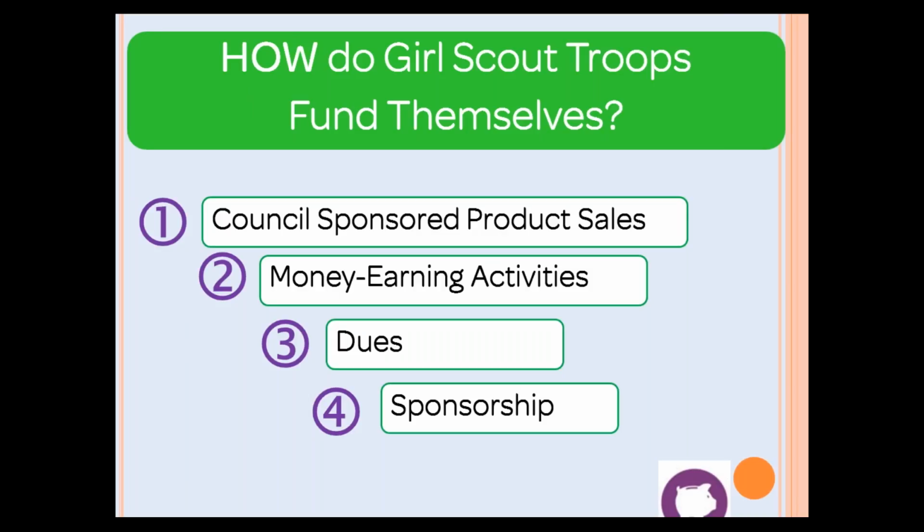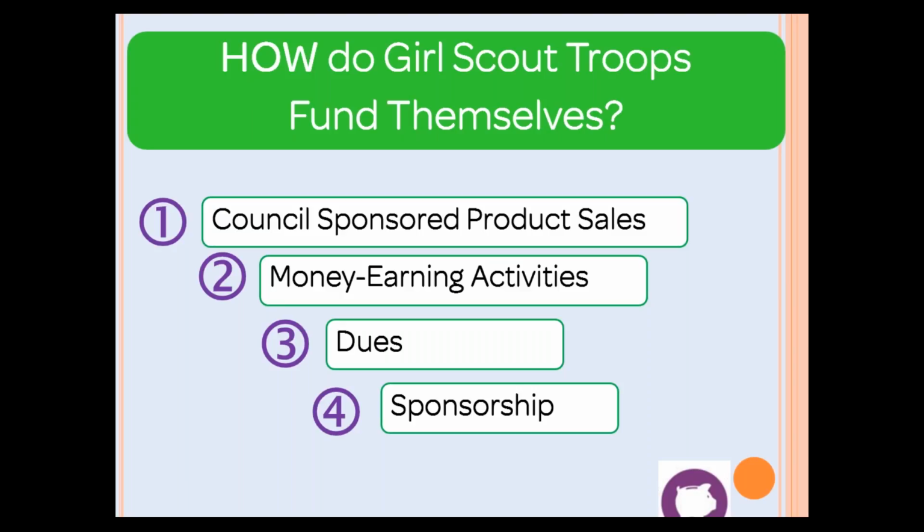How do Girl Scout troops fund themselves? There's 4 basic ways that girls can raise money. The number 1 way to raise money is through council-sponsored product sales. Money earning activities fueled by the girls would be next. Dues is another option that a troop can decide to do. And the last one would be sponsorships.